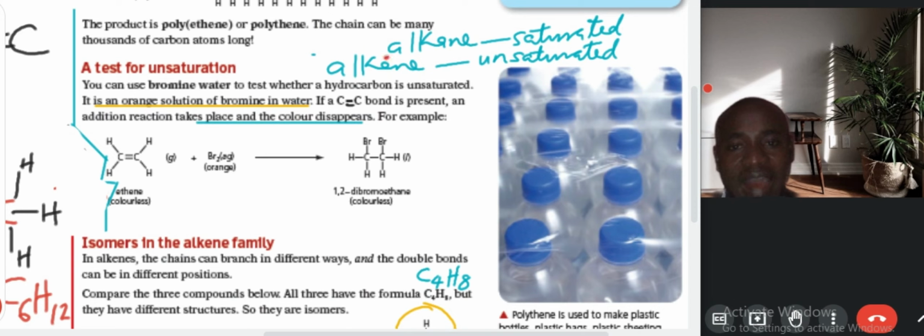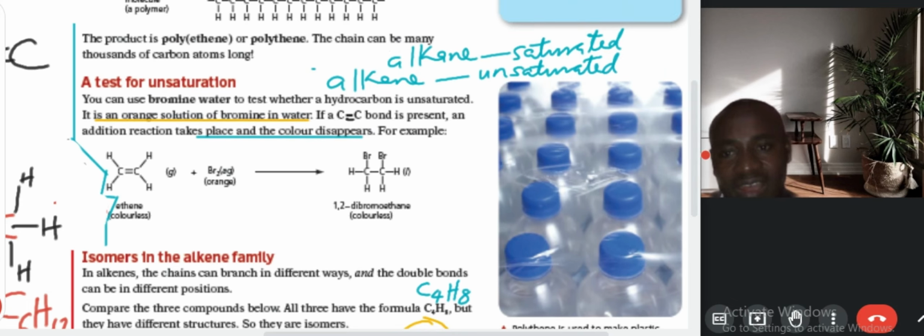Now remember, alkenes are unsaturated, so they can react with bromine water. Alkanes are saturated, they cannot react with bromine water. So with alkenes, there will be a reaction. The orange color of the bromine water will disappear. With alkanes, there will be no reaction. The orange color of the bromine water will not disappear. So that's a test for unsaturation.